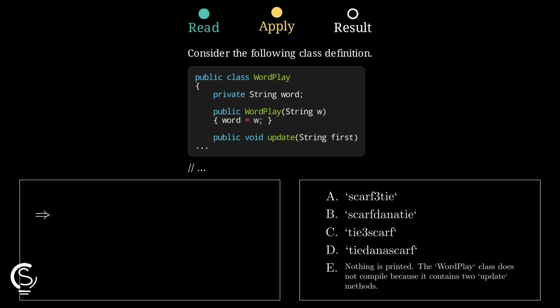The code takes that index 3 and adds the string tie to it. This means our word variable is now updated to the new string value of 3 followed by tie.